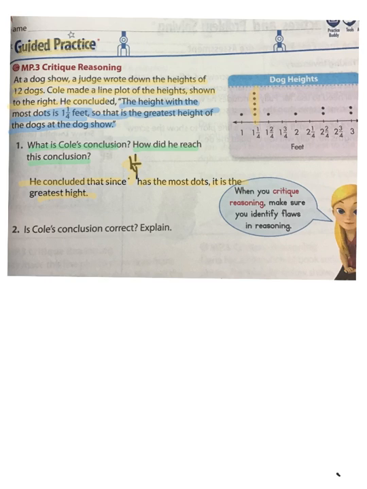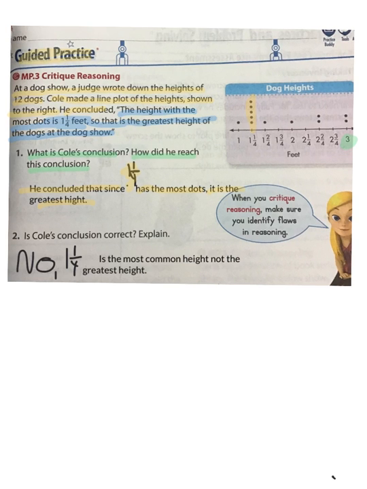Well, is this the greatest height? Think about it. The answer is no, it is not the greatest height. He is not correct because the greatest height would be 3 feet. He's not answering the question that it's asking. 1 1/4 is the most common height, not the greatest. So we're going to write that down. No, Cole's conclusion is not correct because 1 1/4 is the most common height, not the greatest height.